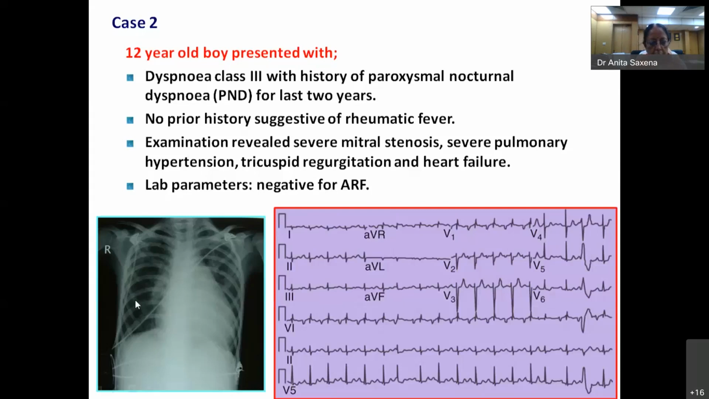This is the X-ray. You can see some amount of cardiomegaly, some amount of PVH over here, and this is the ECG showing you left atrial enlargement. This is V1. You can see it over here also, and the axis is almost normal, and there is right ventricular hypertrophy. So there is left atrial enlargement and right ventricular hypertrophy, a very classical ECG for severe mitral stenosis. There's an occasional ectopic also over here.